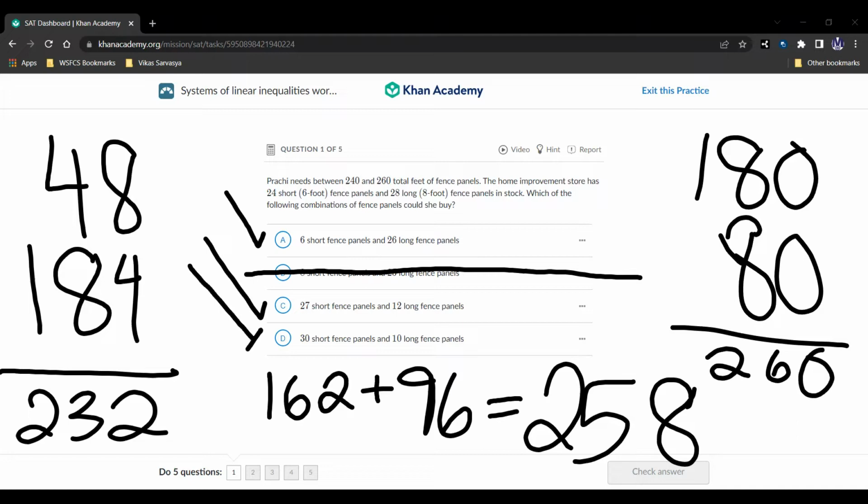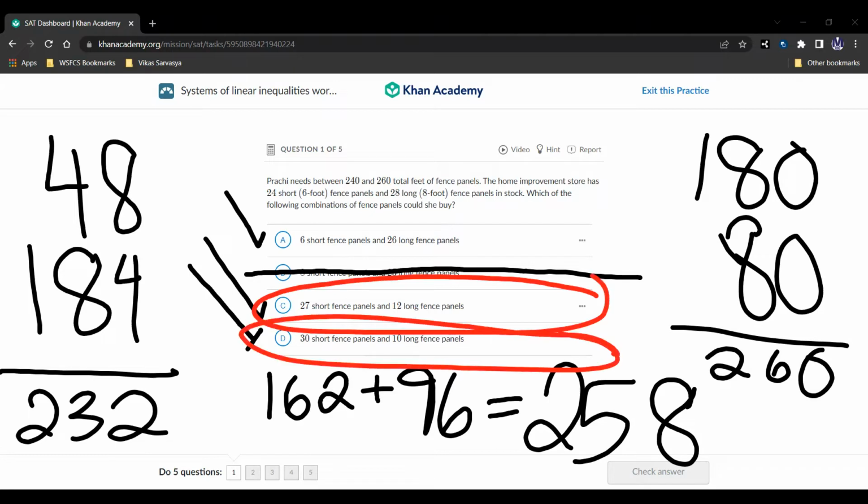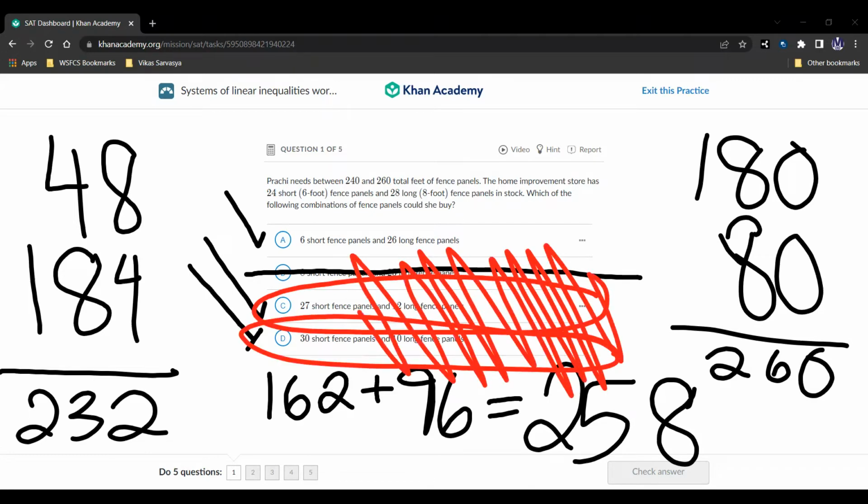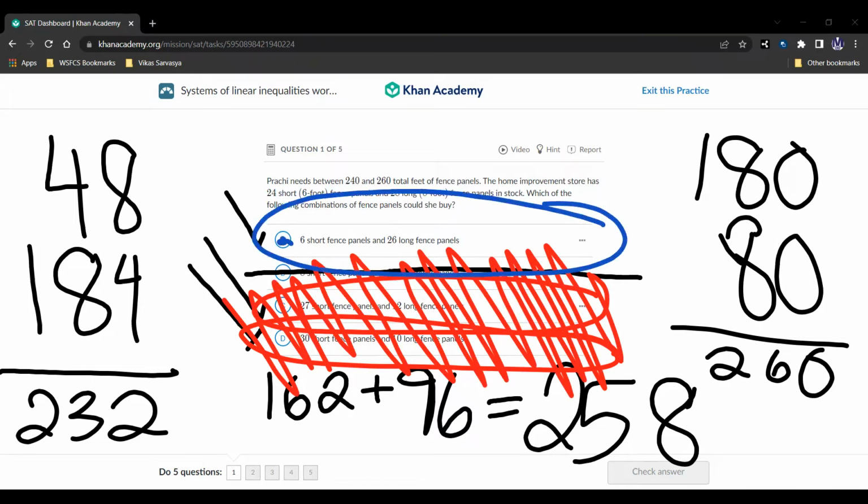So if 3 of them work, how are we supposed to pick one? Well, this is where you need to be really good at reading the question and understanding what the question is saying. This home improvement store only has 24 short fence panels and 28 long fence panels. You can't get more than that. These 2 answer choices have more than 24 short fence panels. So this is impossible. The store doesn't have that. Meaning that the answer choice that does work is choice A right here. That is our answer. And let's move on.